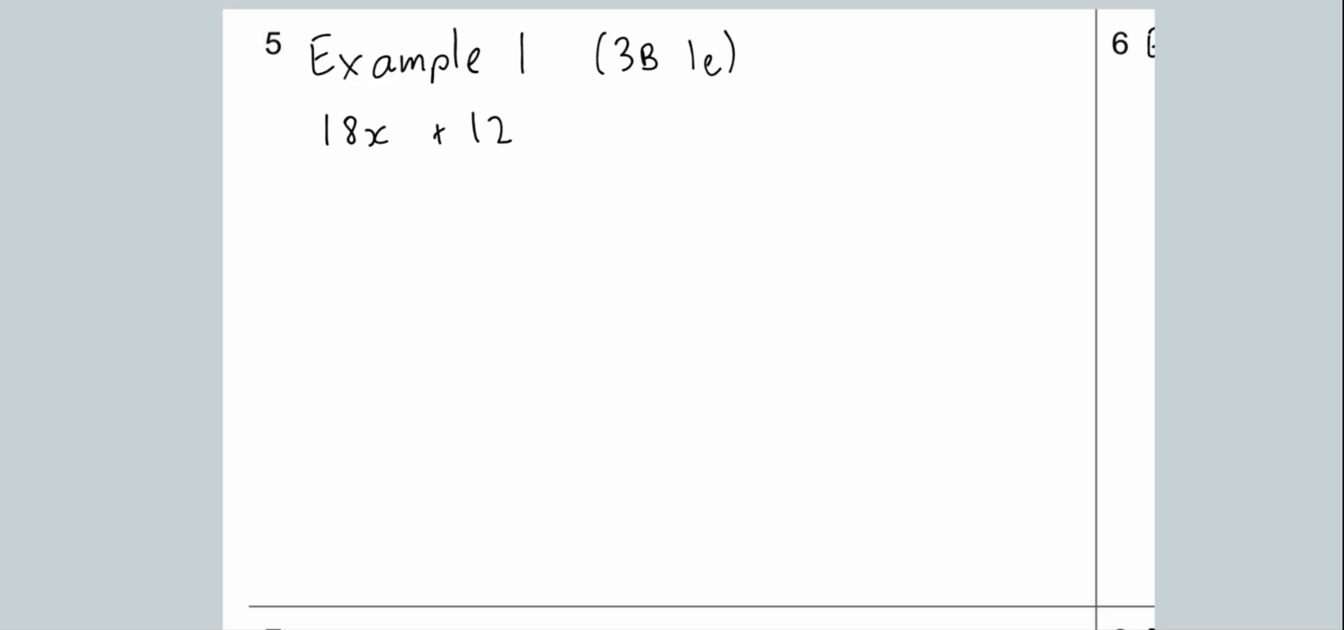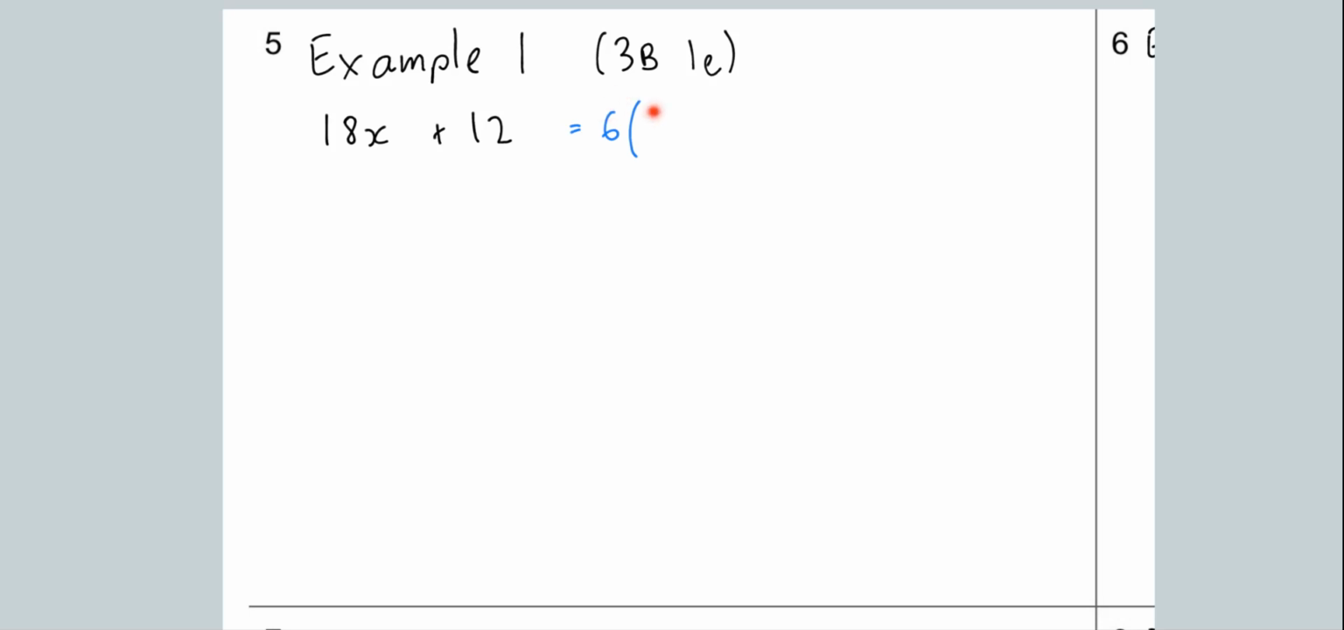So we look at the numbers first, 18 and 12, and we sort out what the highest common factor of 18 and 12 is. And the highest common factor of 18 and 12, you should know, is 6. And so we put the 6 outside the brackets, and then we open the bracket like so, and then we work out the rest of it. And I tend to work backwards.